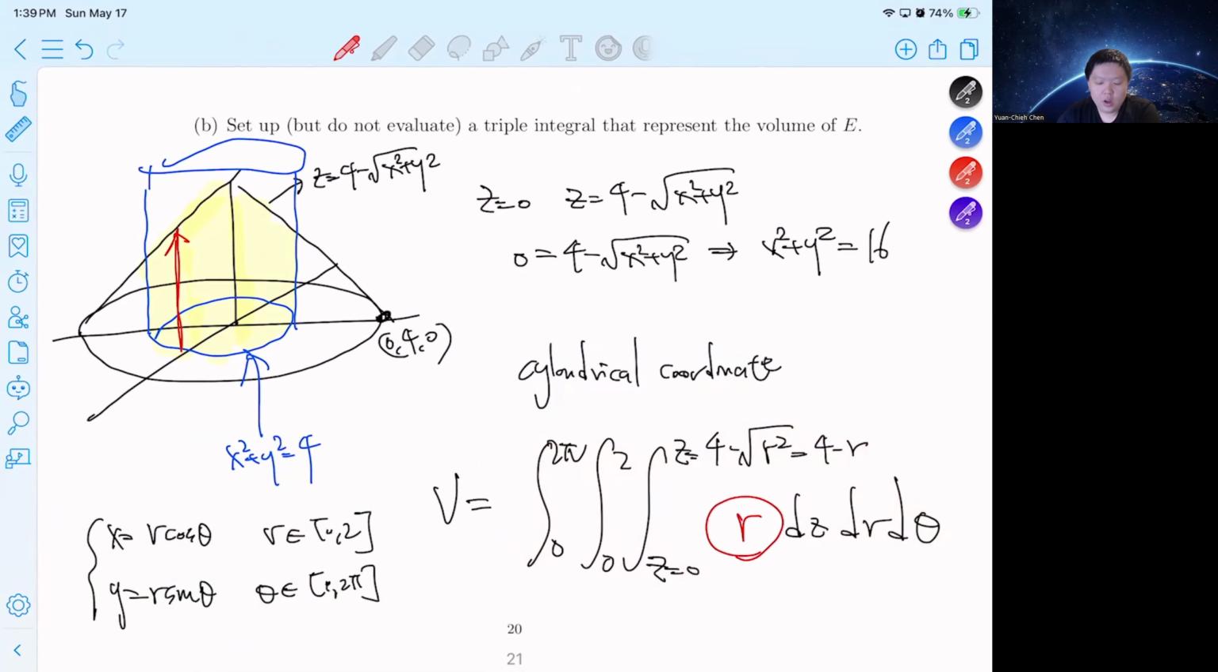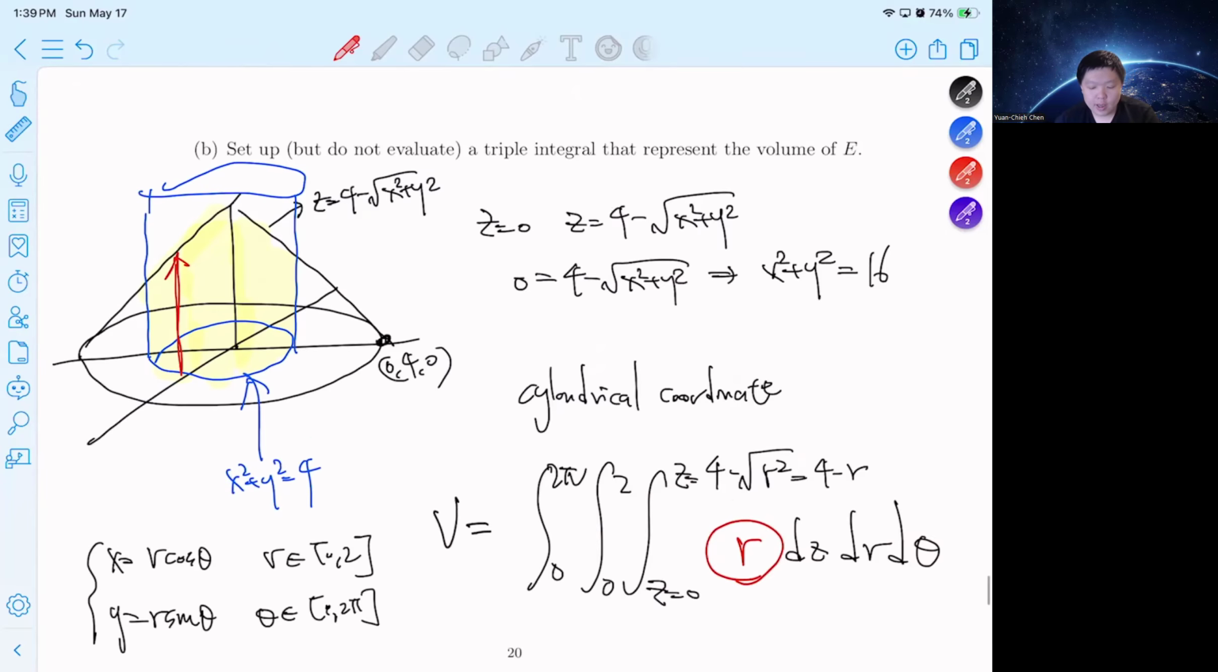Be careful. Whenever you do this kind of thing, you need to be careful. Do we need to multiply by an extra thing? For cylindrical coordinates, we need to multiply by an r. For polar coordinates, we have to multiply by an r. For spherical, we have to multiply by rho squared sine phi.